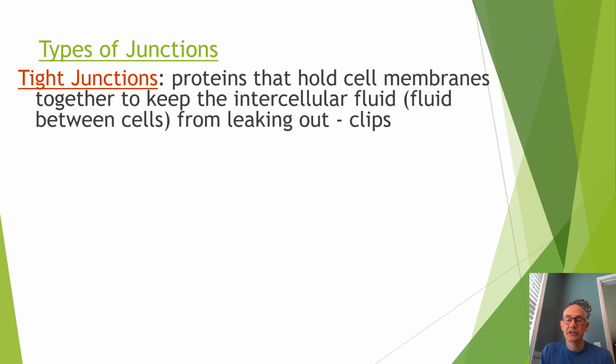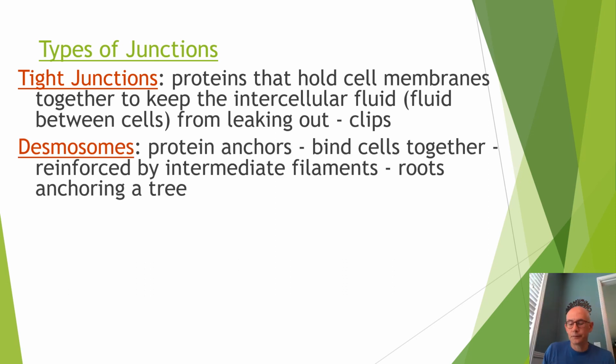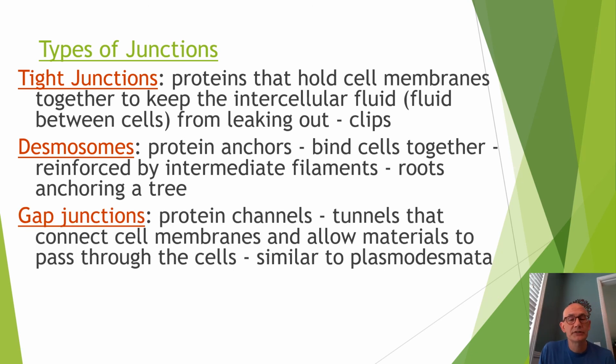So tight junctions, think of these as binder clips, just pinching cell membranes together. And then you have desmosomes, which have these deep kind of protein roots that go in between the cell membrane, anchoring cells together. And there's going to be some pictures on the next slide. And then you have gap junctions, which are these protein channels that act like little tunnels, just like the plasmodesmata, for stuff to flow between cells.